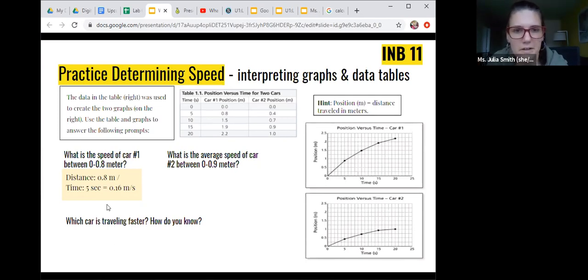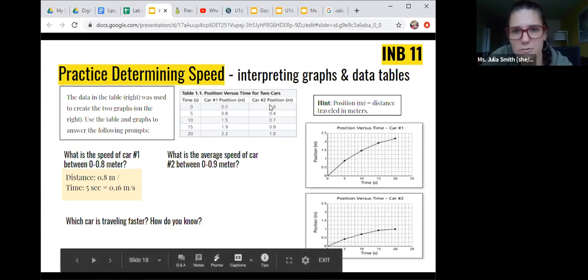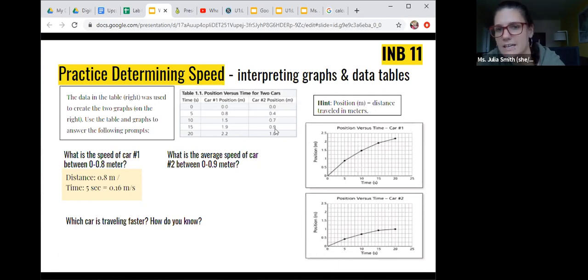All right, for question 2, I want you to take a look at car 2 and tell me what is the speed of the car between 0 and 0.9 of a meter. You need the distance. So how far has this car gone? You need to know the time. How long did it take to get there? Then you're going to divide the distance by the time.